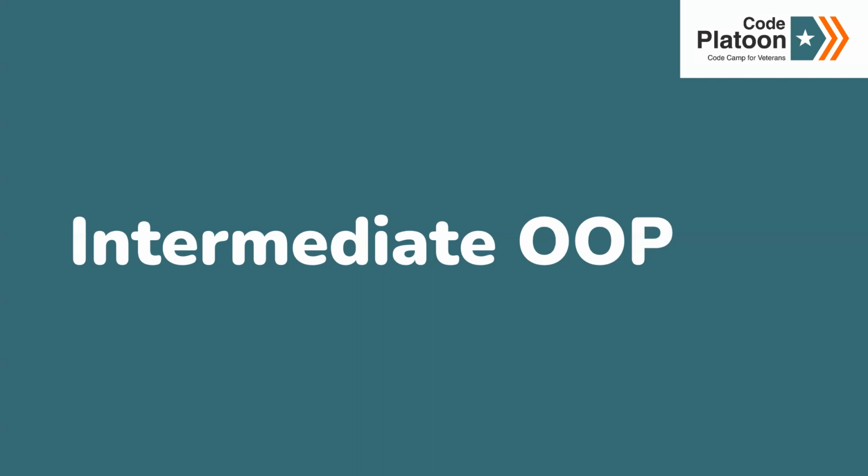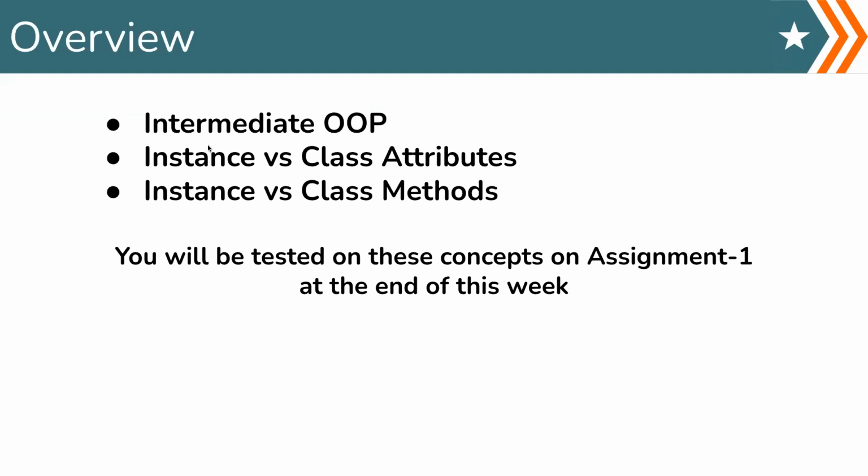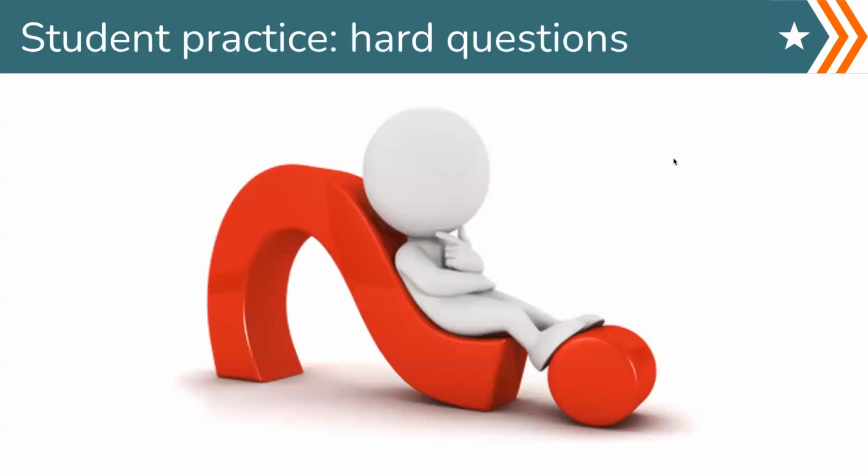So today's going to be fairly simple. We're going to look at a couple of examples, and then after that, we're just going to rinse and repeat. Do it over and over again to get that muscle memory going and understand the different concepts of what a class can do and what an instance can do, and where they apply. So in overview, we're going to be talking about instance versus class attributes, and instance versus class methods. All of these concepts will be tested on assessment 1 at the end of this week.